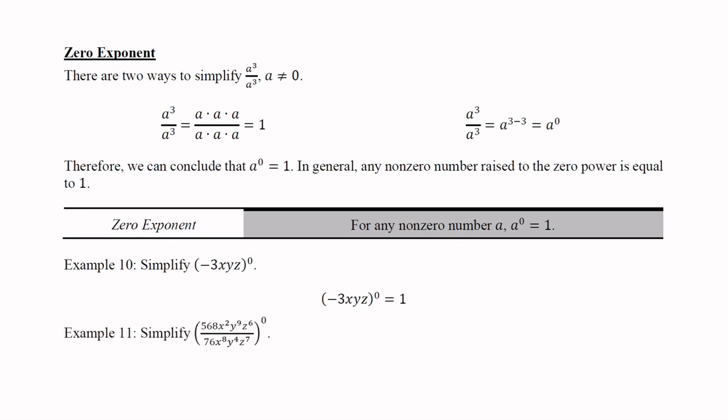In the next example, again, we have a lot of stuff inside the parentheses. We could do quotient rule and simplify what's inside the parentheses, but there's no need because everything is taken to the 0 power. It's simply going to be 1. It doesn't matter how complicated what's in the parentheses is, as long as it's non-zero and it's taken to the 0 power, it's going to be 1.